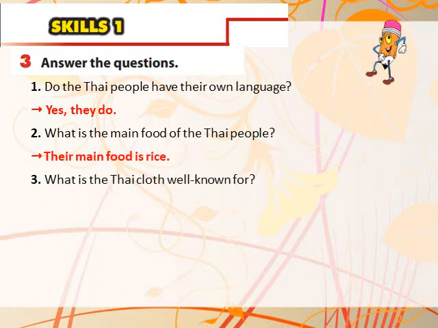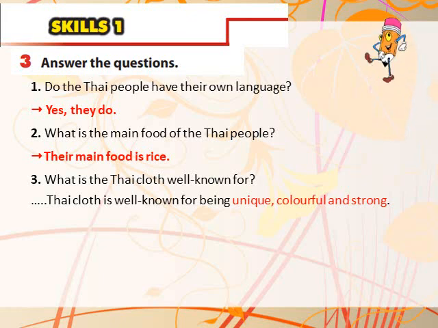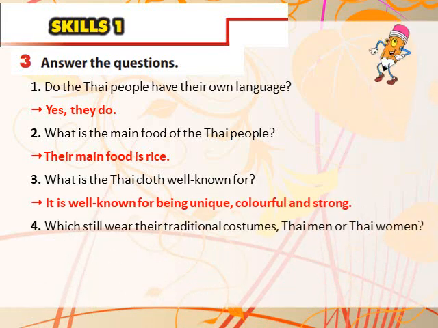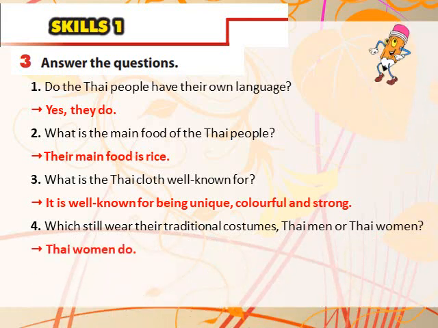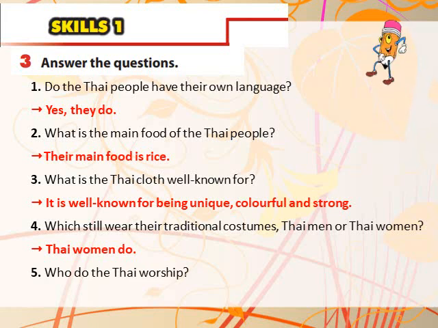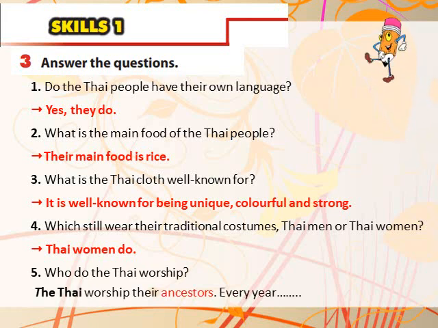The question number 3. What is the Thai cloth well known for? Thì quần áo của người Thái được biết đến là cái gì? For being unique, colorful, and strong. The question number 4. Which still wear the traditional costume, Thai men or Thai women? And you can see Thái, đàn ông Thái thì thích mặc những cái bộ quần áo kiểu dáng như người Kinh, trong khi những người phụ nữ Thái thì vẫn tiếp tục vẫn thích mặc những cái bộ quần áo truyền thống. Thai women do. And the last one, who do the Thai worship? They worship their ancestors.